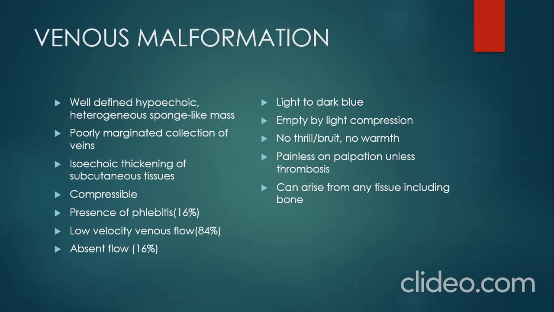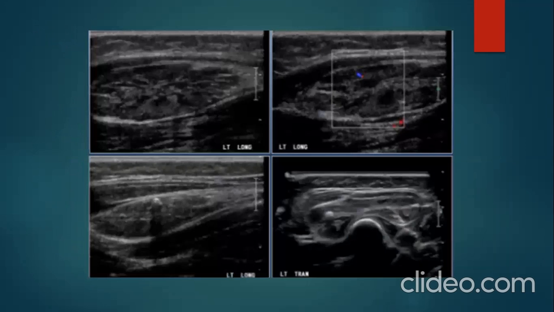On ultrasound, we see a well-defined hypoechoic heterogeneous sponge-like mass, a poorly marginated collection of veins, and there's isoechoic thickening of the subcutaneous tissue. Because we're dealing with veins, they are compressible with transducer pressure. In 16% of the cases there's phlebitis, and in 84% of the cases there's low velocity venous flow, and sometimes in 16% we don't get flow, there's absent flow. So these are just some images showing this venous malformation.